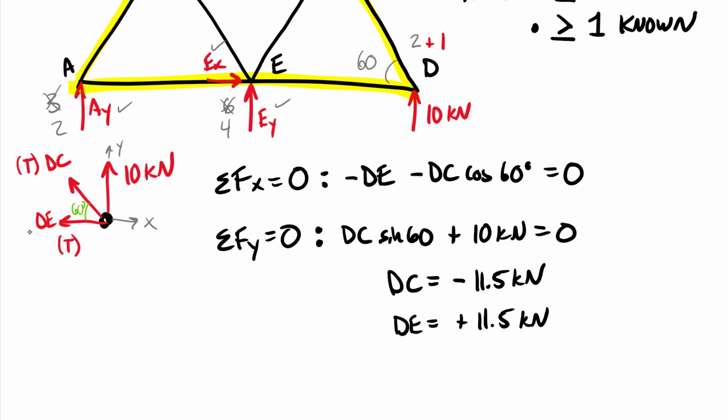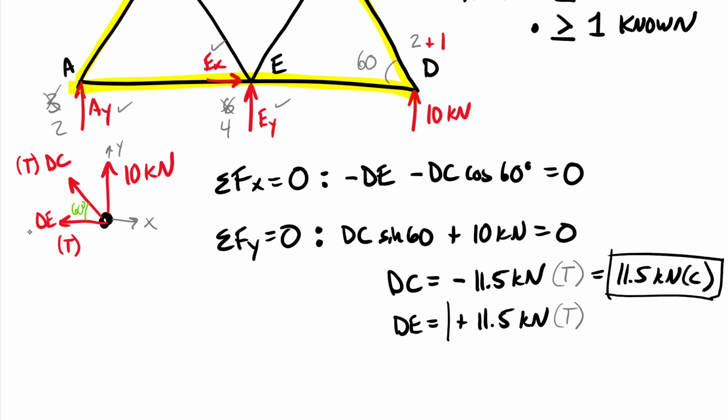Okay, so when I get these answers here, fundamentally this is my direction. If you think about tension and compression like a direction, these are both assumed in tension. So therefore I've learned that TDC, or the tension in DC, or I just label it DC here, is not in fact in tension. It is equal to 11.5 kilonewtons in compression. Okay, so this would be my answer for TDC, and then this would be a good answer here for TDE. Now, if you wrote negative 11.5 kilonewtons in compression, this is like a double negative.